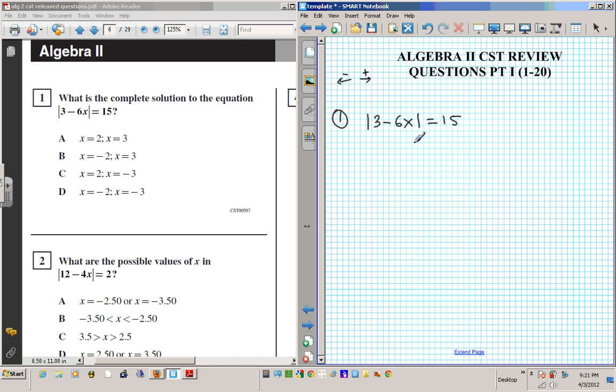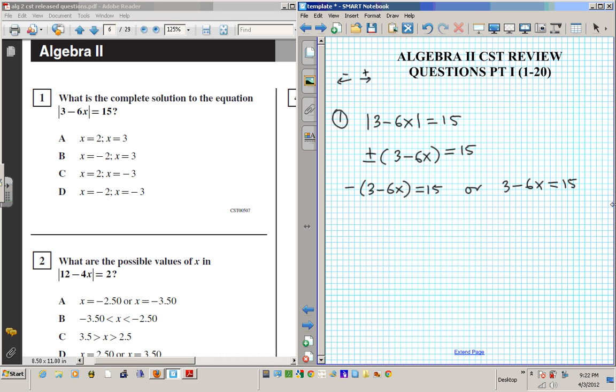So to drop the absolute value, I'll replace it with plus or minus. Plus or minus 3 minus 6x equals 15. Now these are two equations in one. One is to the left, one is to the right. So I will do the negative one first. Negative, 3 minus 6x equals 15, or 3 minus 6x equals 15. So this equation is two in one. So I split them apart so I can do one at a time, okay?